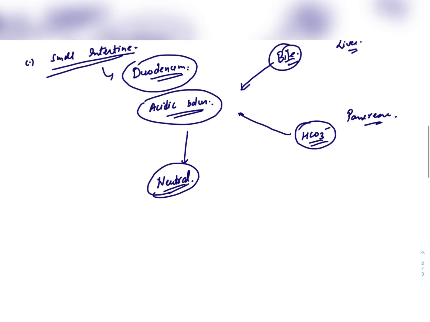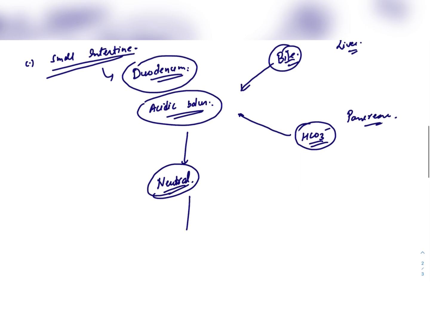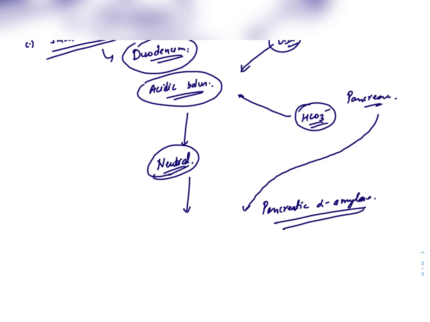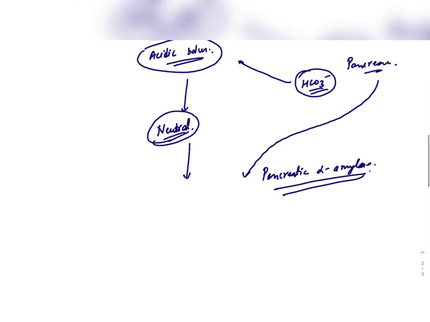Okay, so after neutralization of this acidic chyme, this neutralized bolus will undergo further digestion in the presence of another enzyme, which is pancreatic alpha amylase. This pancreatic alpha amylase has the same action as the salivary alpha amylase, meaning it will break the alpha 1,4 glycosidic linkages.